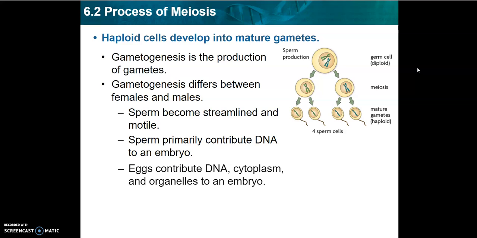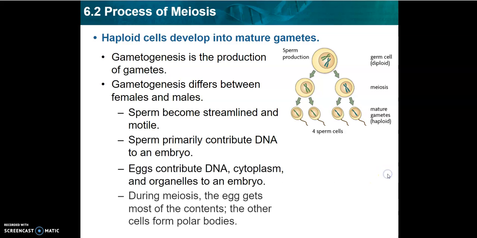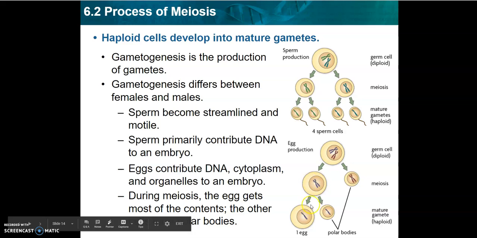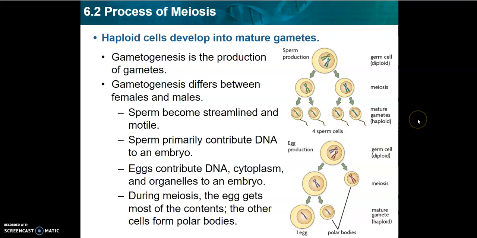Eggs, however, during oogenesis, it's a funny word, but immature egg cells are called oocytes, and they go through oogenesis, and they're forming eggs that are going to contribute not only the DNA, but they're also responsible for providing the cytoplasm and the organelles to the embryo. During meiosis, the egg gets most of the contents, and the other cells are going to form these things we call polar bodies. They just get reabsorbed back into the system. They don't really serve a purpose. It's just the byproduct of what we're trying to produce here. So that egg is very important because it's very large. It has to house everything that growing embryo will need after fertilization.